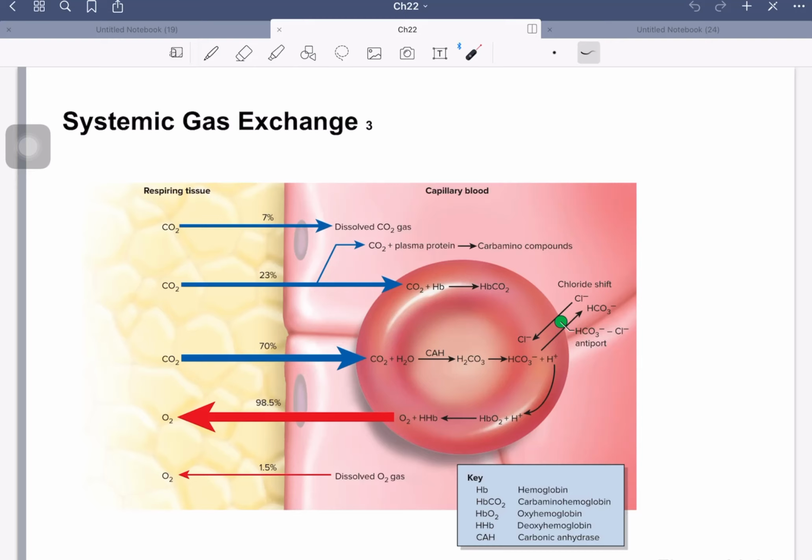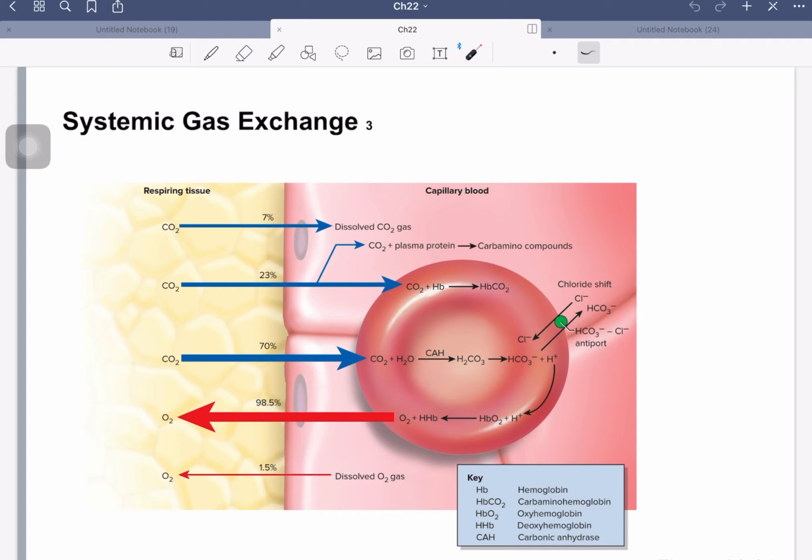In this video, we'll have a look at systemic gas exchange. Now, let's first start with that phrase. When I'm saying systemic, in this case, I mean everywhere except the alveoli. So any other gas exchange happening in muscles or your liver or your heart, etc., would be considered systemic.